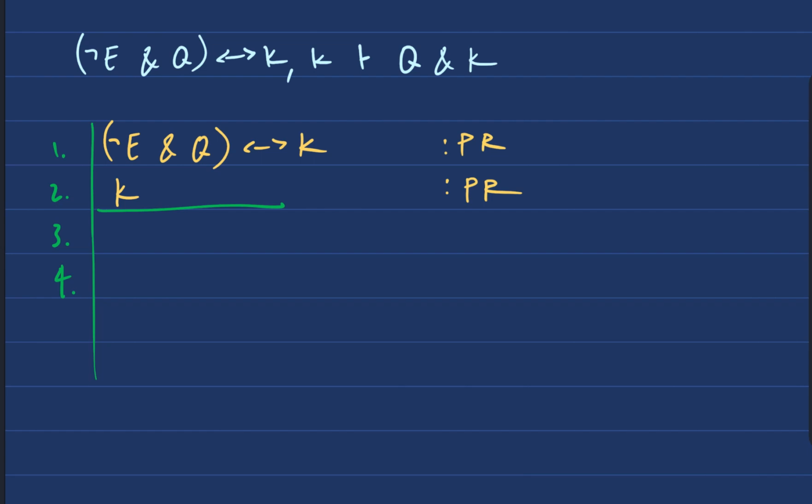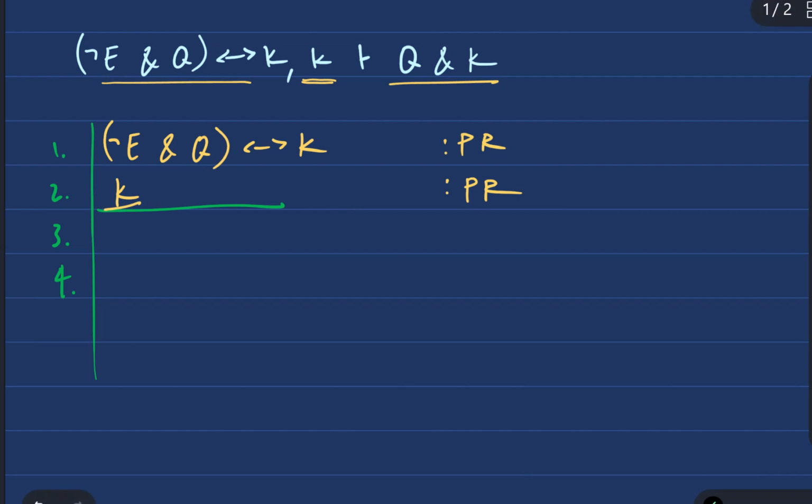So we have two premises, not E and Q, if and only if K, and then K is our second premise, and then our conclusion is Q and K. Okay, so do we need to use the conditional introduction rule here? Well, no, we don't need or want to end up with a conditional, so we don't need to use that rule. So what do we want to do?